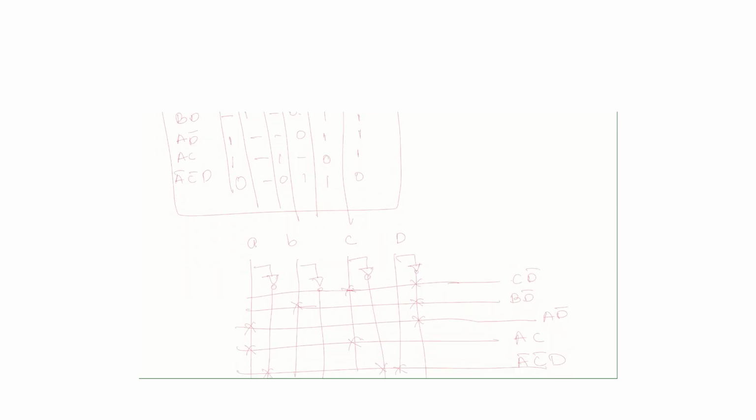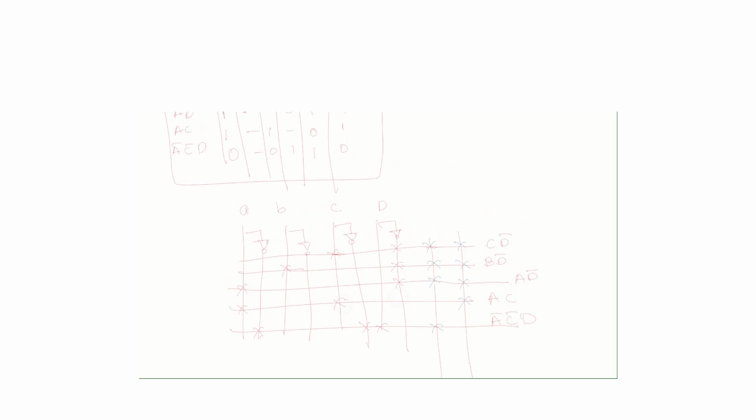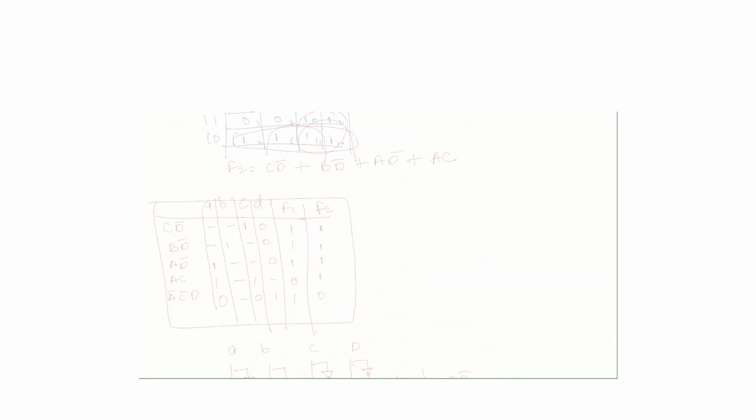Okay, and then you can just draw F1 and F2 from here, and you can just mark these ones. These are the OR gates. This is the addition of CD bar, BD bar, AD bar and A bar C bar D. Similarly, this would be the sum of these terms. So this is how you solve a PLA diagram, and this is the PLA table.